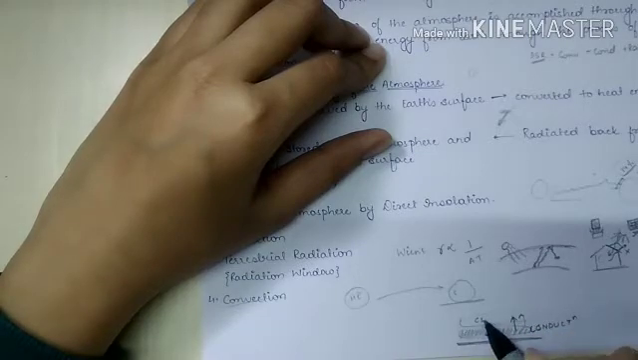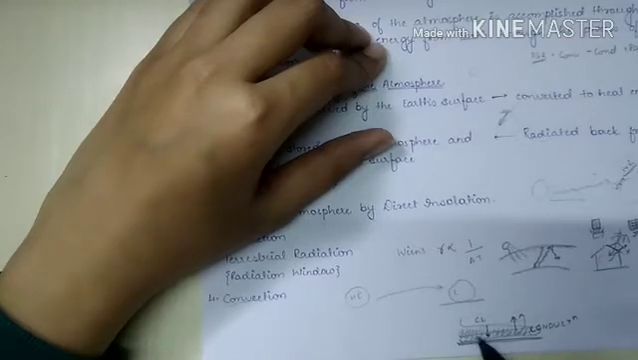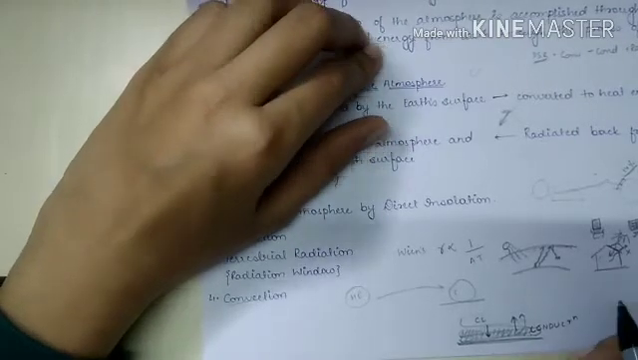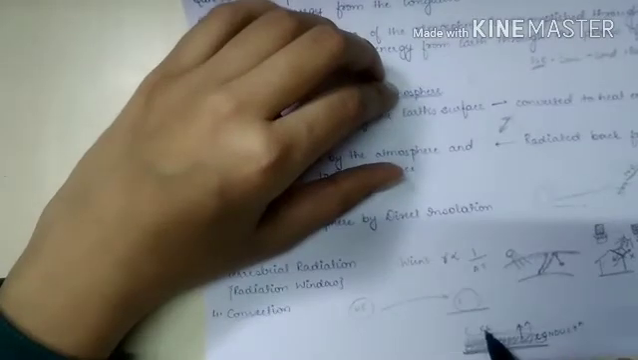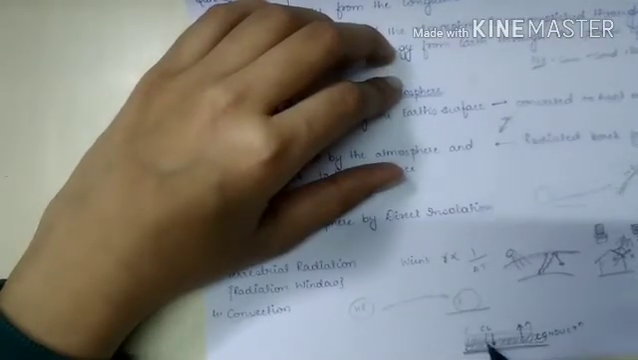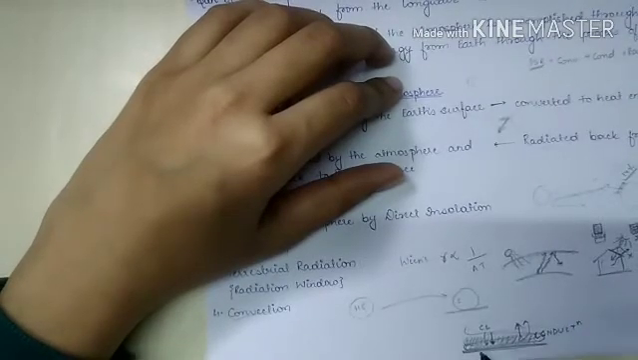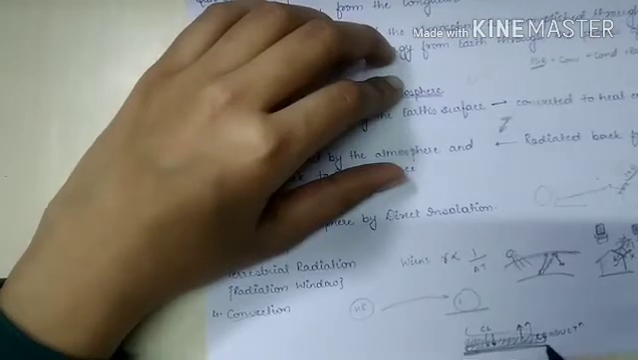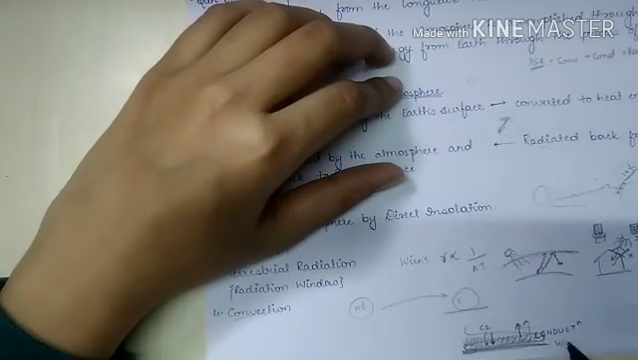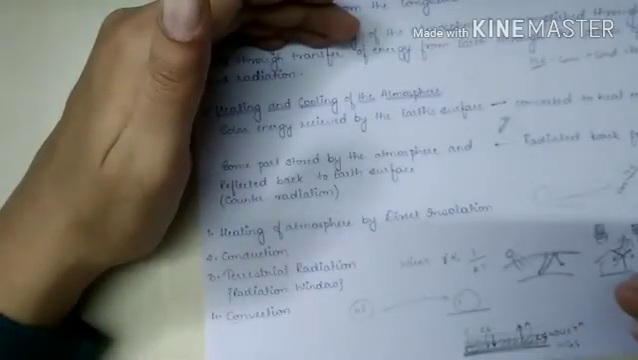And because the cold air will come in contact with the ground surface, what will happen? It will also become warmer. So this is the process of convection. Here the cold air which comes down also becomes warm by the warm ground surface. So this was the process of heating and cooling of the atmosphere.